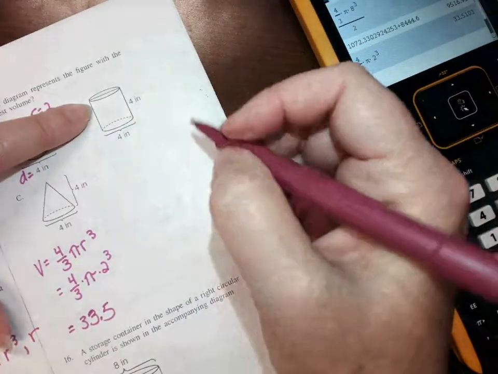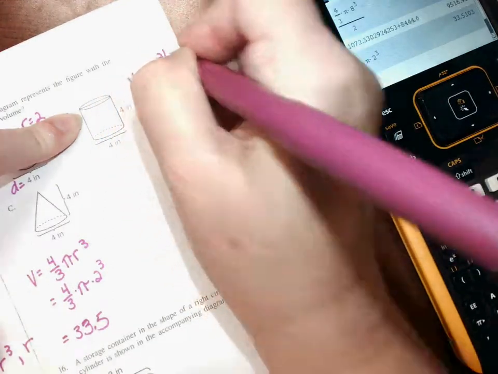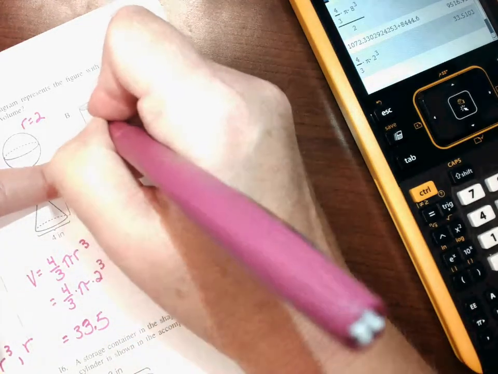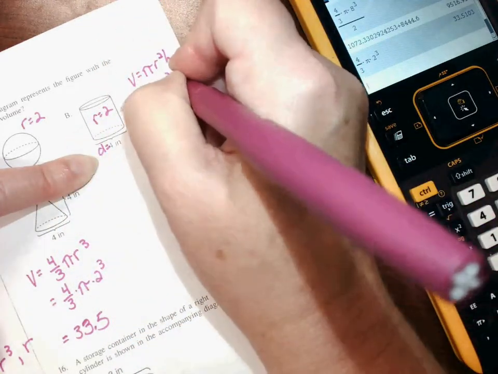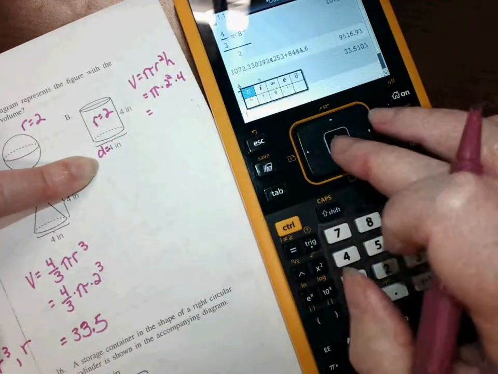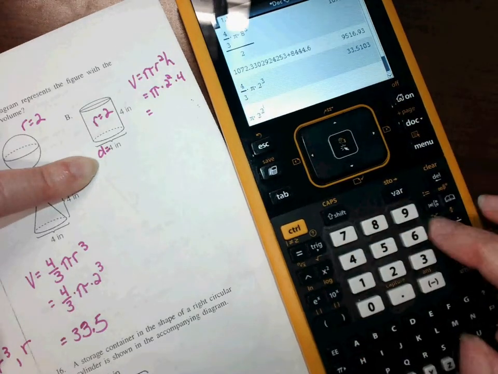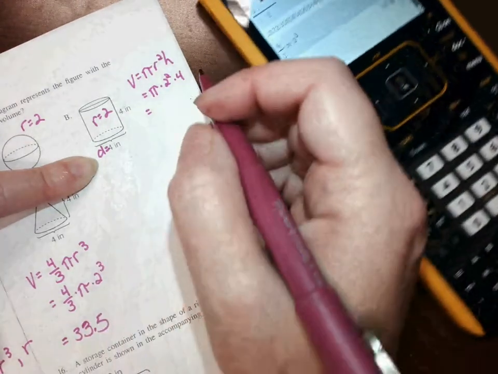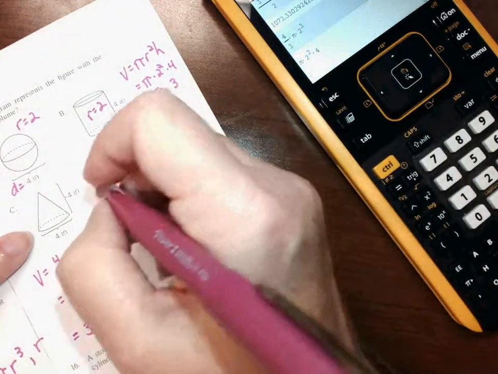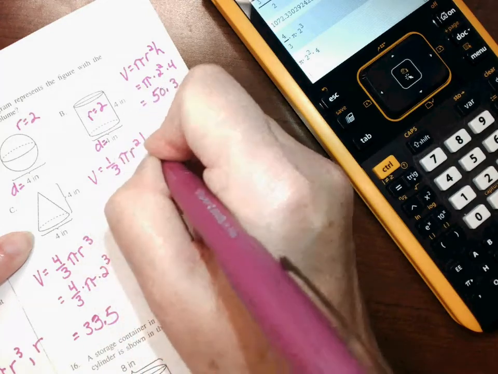Okay, this cylinder here, I'll do that over here, pi r squared times the height. So pi times, here this is my diameter, my radius has to be 2, 2 squared times 4. So when I do this, I'm going to get pi times 2 squared times 4. This is 50.3.